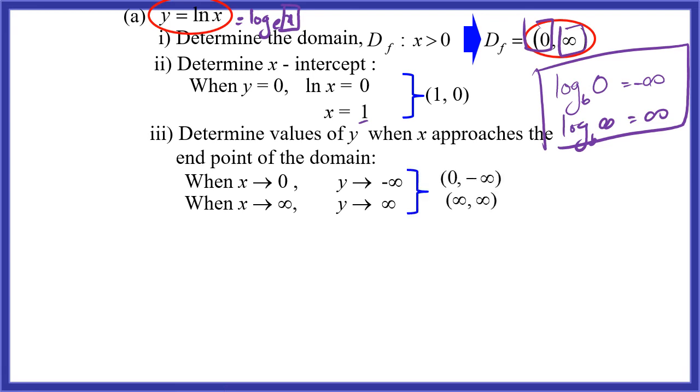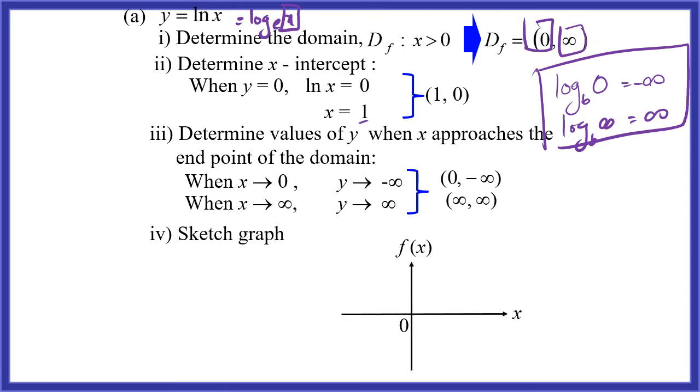So now we have these points. What you need to do is just sketch the graph by plotting these 3 points. So we have (1, 0), and when x approaches 0, y goes to negative infinity, so it's going down. And then infinity to infinity, so it's going to the right and up. It means we take the values from 0 to infinity, on the right side of 0.